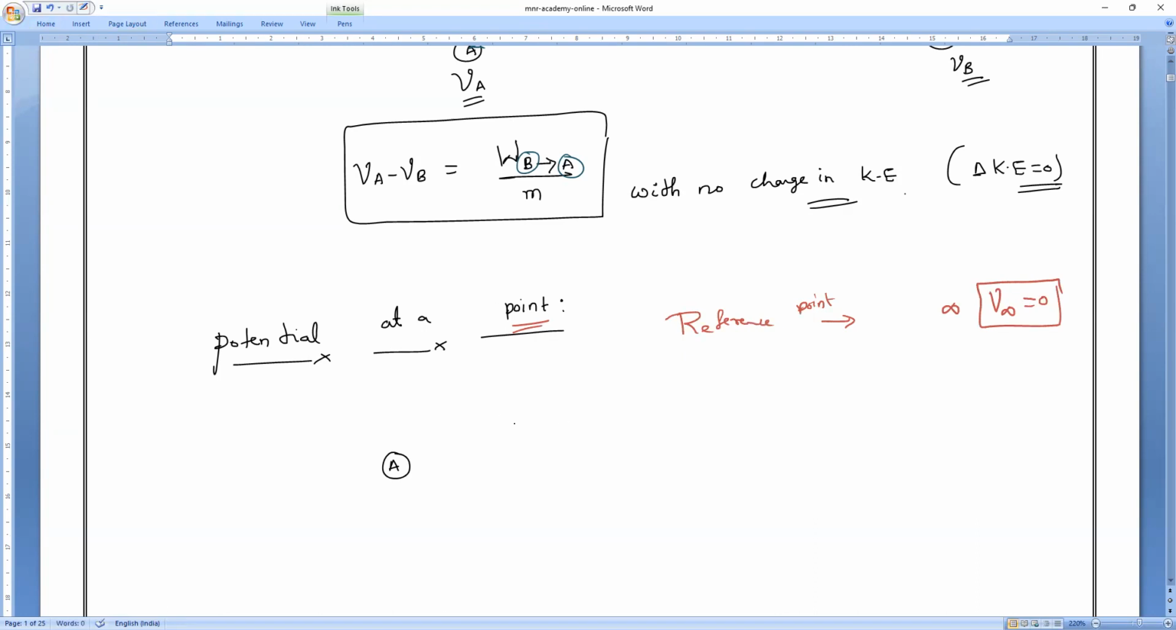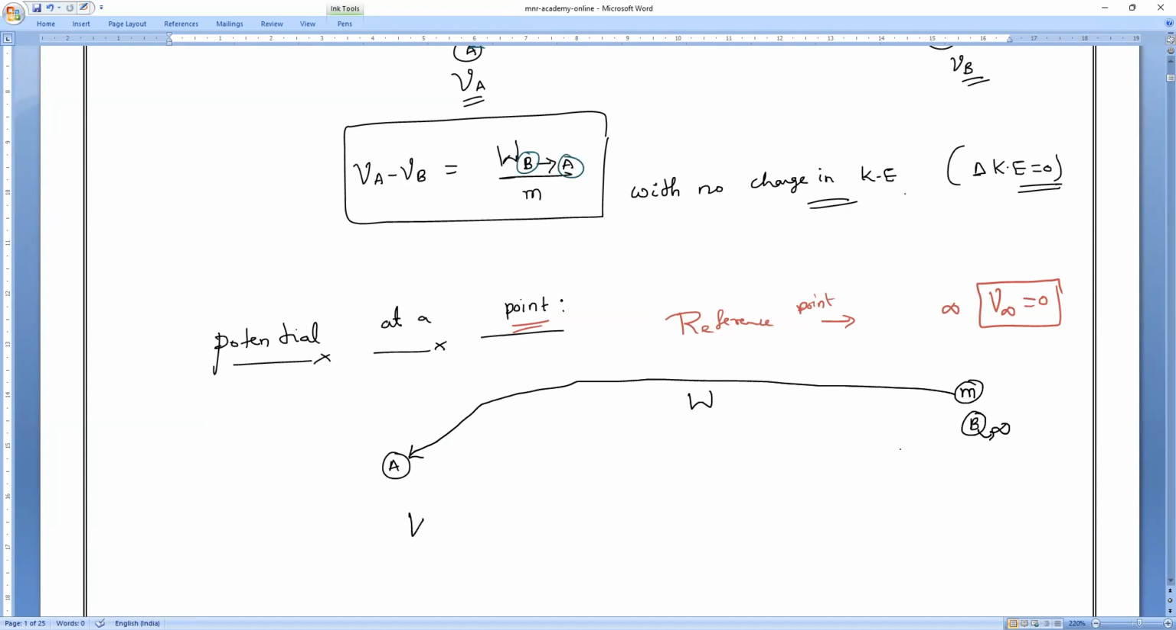So, I am having a point. Let me take the point B, which is actually at infinity. B means infinity, having a mass M. Now I want to bring this mass M from infinity to point A with or without changing kinetic energy? Everybody, without changing kinetic energy. Do you understand? Speak, guys. Without changing kinetic energy.